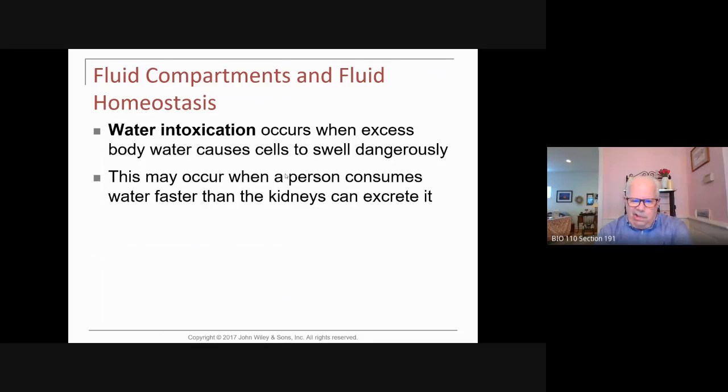Let me ask you this question. When you drink a lot of water and you overdose yourself with water, what happens to sodium and chloride? Do they leave your body or do they stay in your body? Let me ask Preet to tell me the answer.